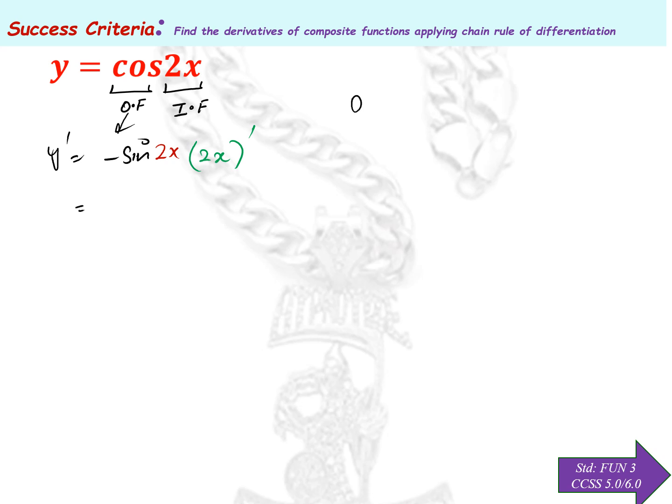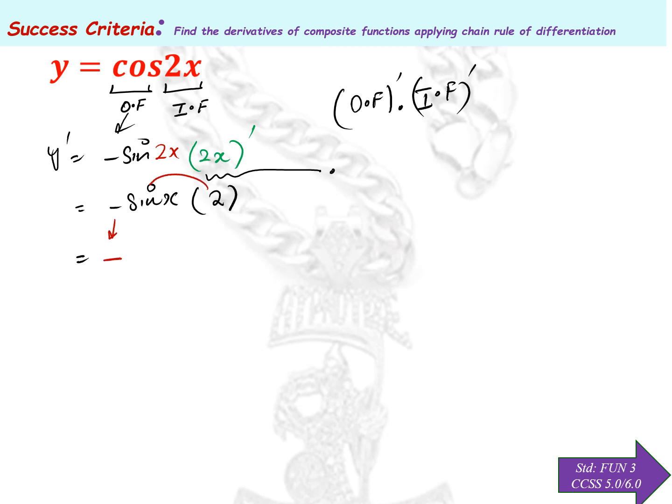So basically the idea is the derivative of the outer function times the derivative of the inner function. So we will write minus sine 2x as it is, and the derivative of 2x, by the constant multiple rule, gives you 2. Arrange it. In the arrangement, we write the sign first, then the number, then the trigonometric value.